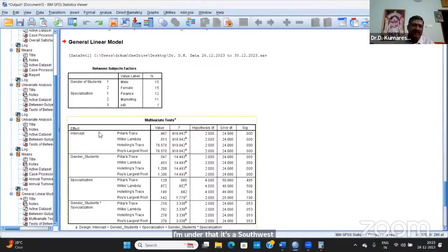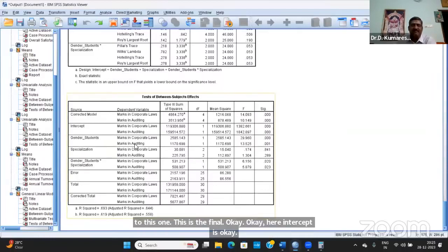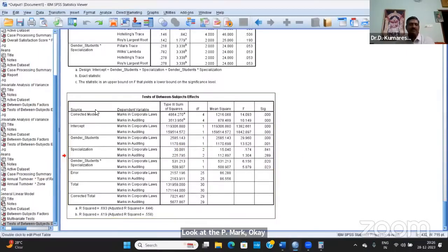See here, the effects are intercept, gender, specialization, then both. Come to this one. This is the final result. Look at here, intercept is okay. Then come to gender. Look at the p-value. Marks in corporate law. In corporate law, p-value.